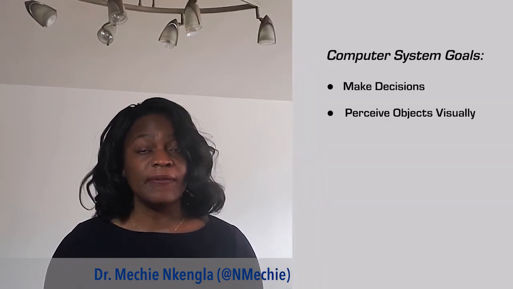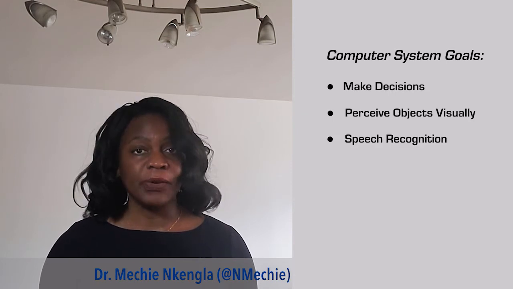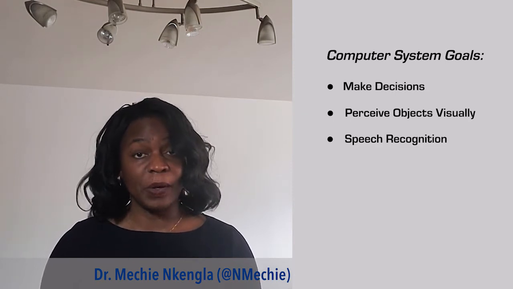Fast forward to today, where we tend to focus on AI as a subfield of computer science and how machines can imitate human intelligence in a variety of ways. The goal is to develop computer systems that can complete tasks such as make decisions, perceive objects visually, speech recognition, tasks that usually require, you guessed it, human intelligence.